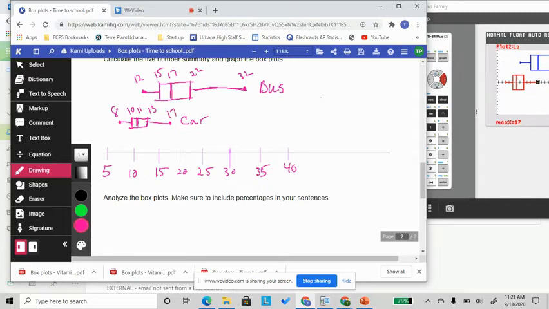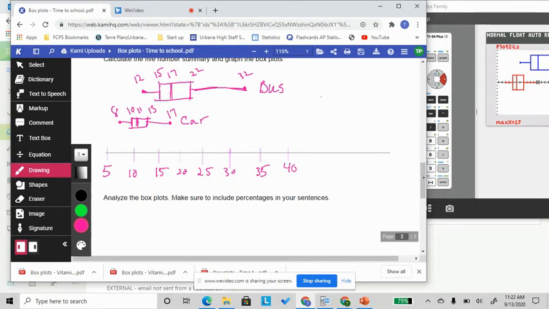All right, now we're going to analyze the box plots. So I'm going to talk about it first, and then we'll type up the answer down here in a text box. One thing we talked about is that the variability is twice as much from the car to the bus. The other thing that we talked about is the means and median. So look at where your median is here and your median here. All right, so one of the things that I want to talk about is percentages.